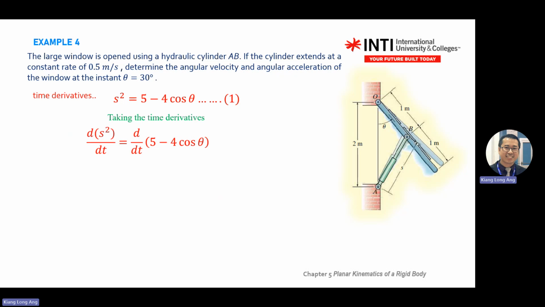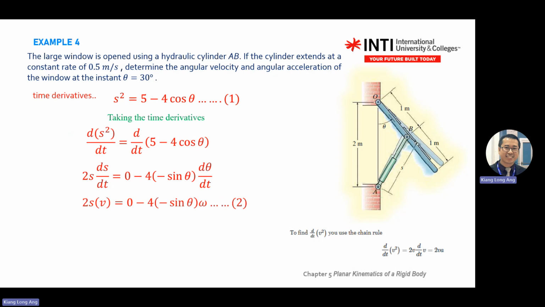So we take this one, you get this one. So inside chain rules, there's a chain rules shortcut there. dv square dt, you can write 2v dv dt equal to 2va. There's a step inside chain rules. So on my slide, I just give you the reminder, then I just apply the equation. Then you solve ds dt, you get v.